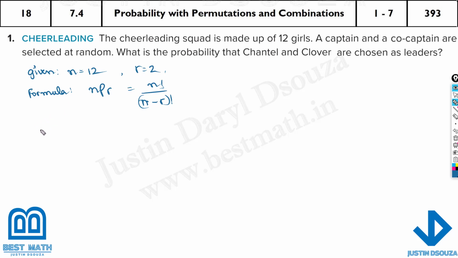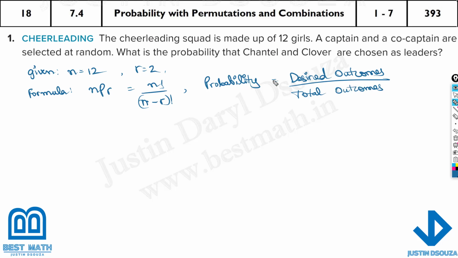Let's try solving it. One more formula: what is the probability formula? P, probability. Probability is given by desired or favorable outcomes divided by the total possible outcomes. I'll just write it. So what does this mean? Probability is the possibility you want to occur divided by the total possibilities that can occur in the situation. So these are the formulas.